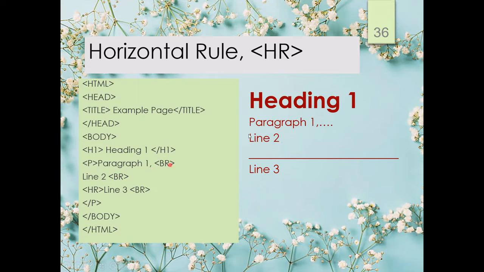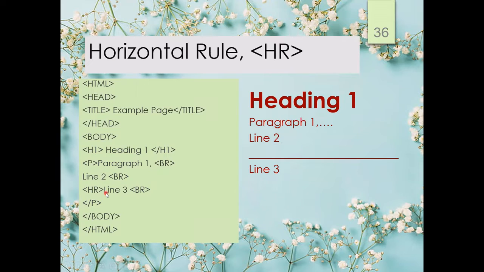Then P, paragraph 1 has been started. Then you have written BR, so line 2 will come here. Now you have again given BR, and then HR has been given after line 2. HR means a horizontal rule has been drawn.